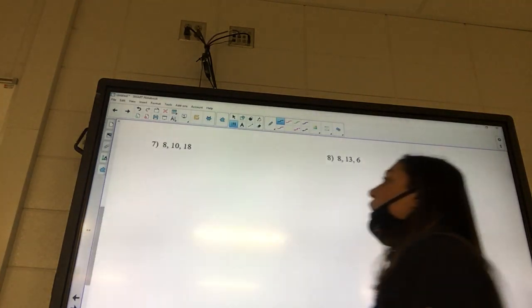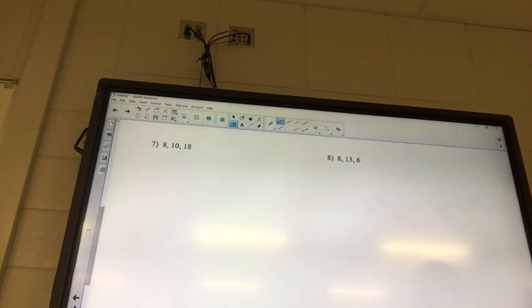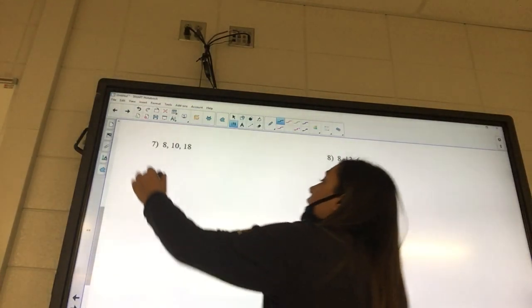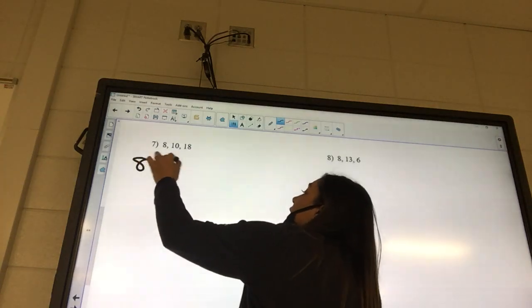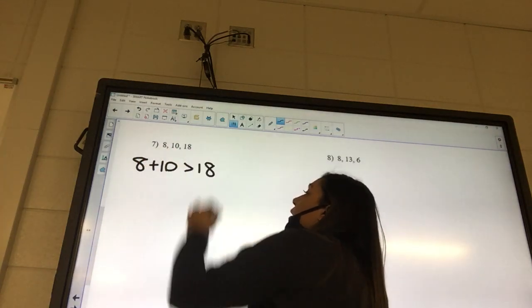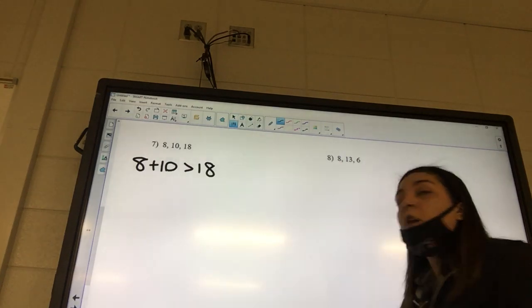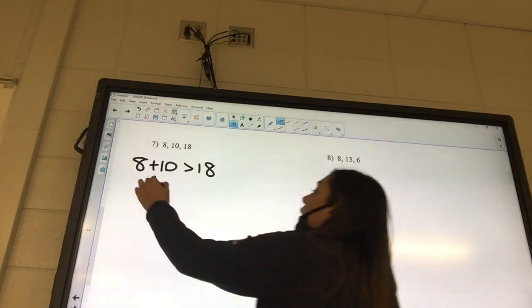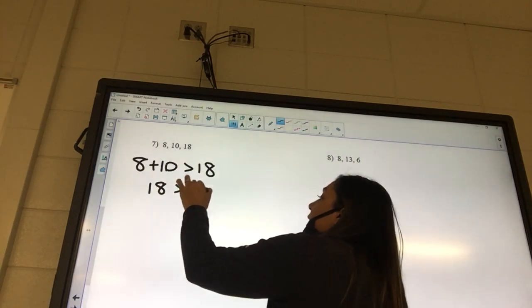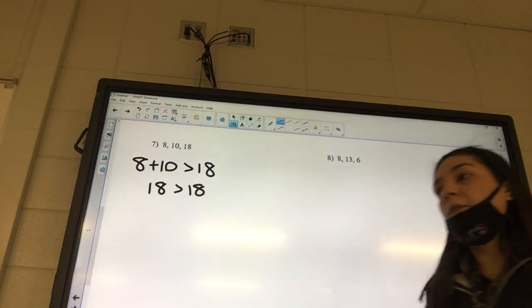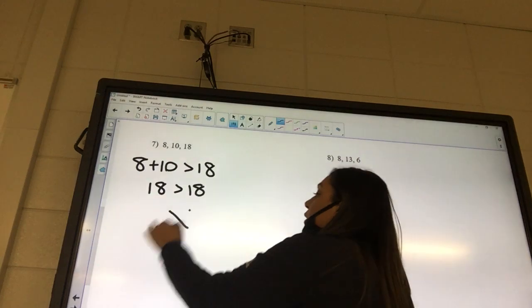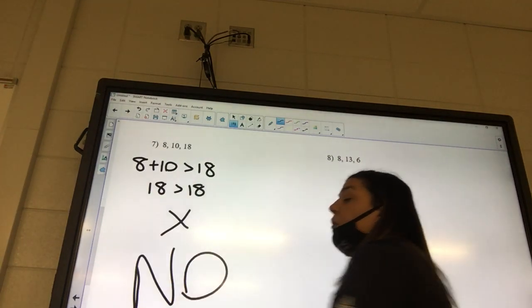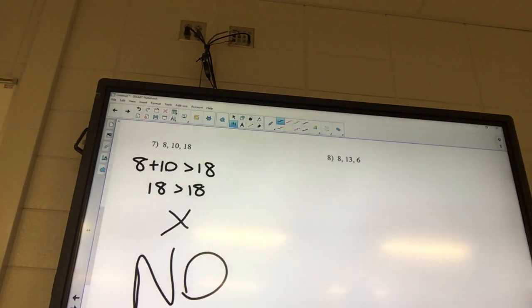Okay, look at 7. What's our first one going to be? We got an 8, a 10, and 18. 8 plus 10 is greater than 18? No. Why no? Because 8 plus 10 equals 18. It just can't work out. So is 18 greater than 18? No, so this one won't work. So the answer is just no. It's not a triangle. 18 is not greater than 18.